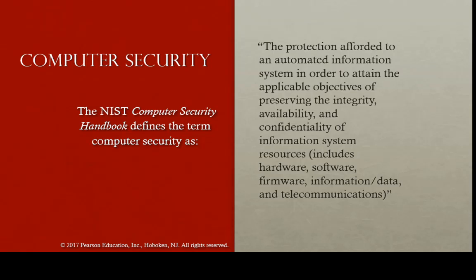The USA has an organization with the abbreviation of NIST, which stands for National Institute of Standards and Technology. Now, they have a computer security handbook, which defines computer security as follows. The protection afforded to an automated information system in order to attain the applicable objectives of preserving the integrity, availability, and confidentiality of information resources. And that's including hardware, software, firmware, information data, and telecommunications.